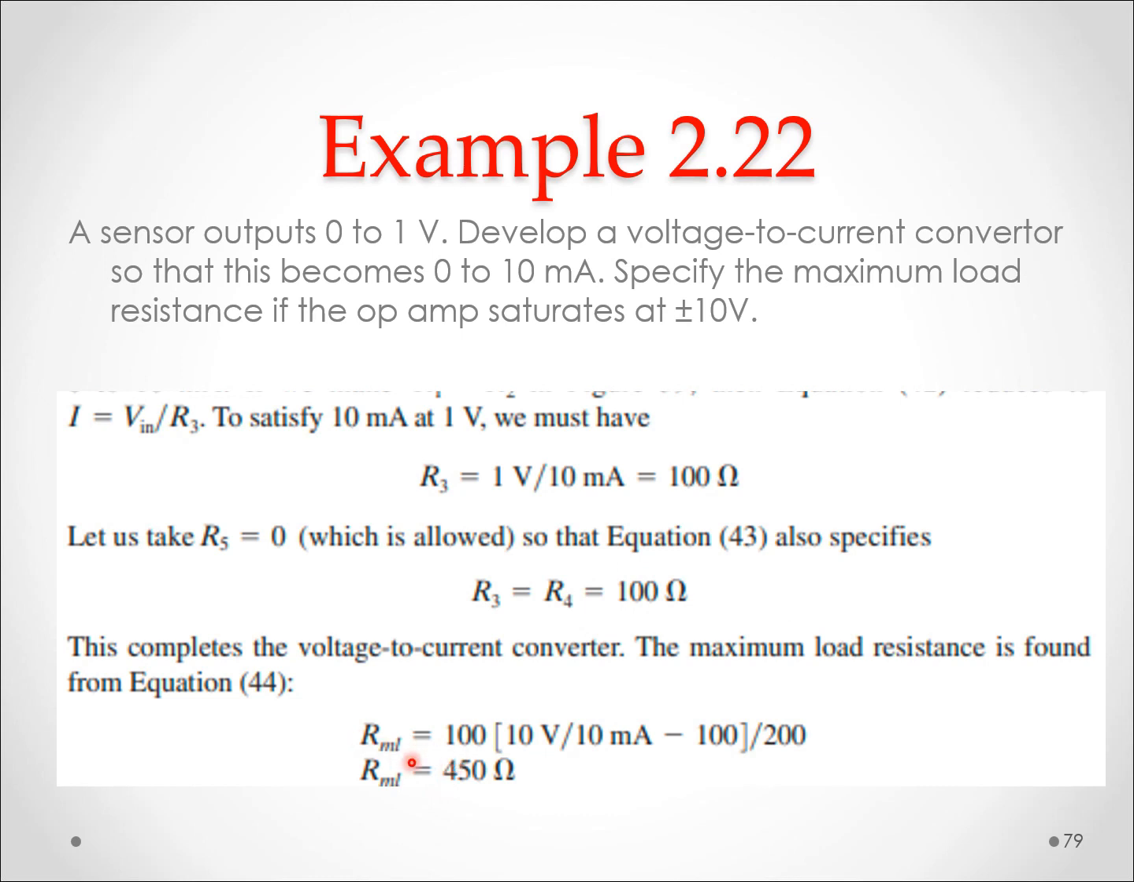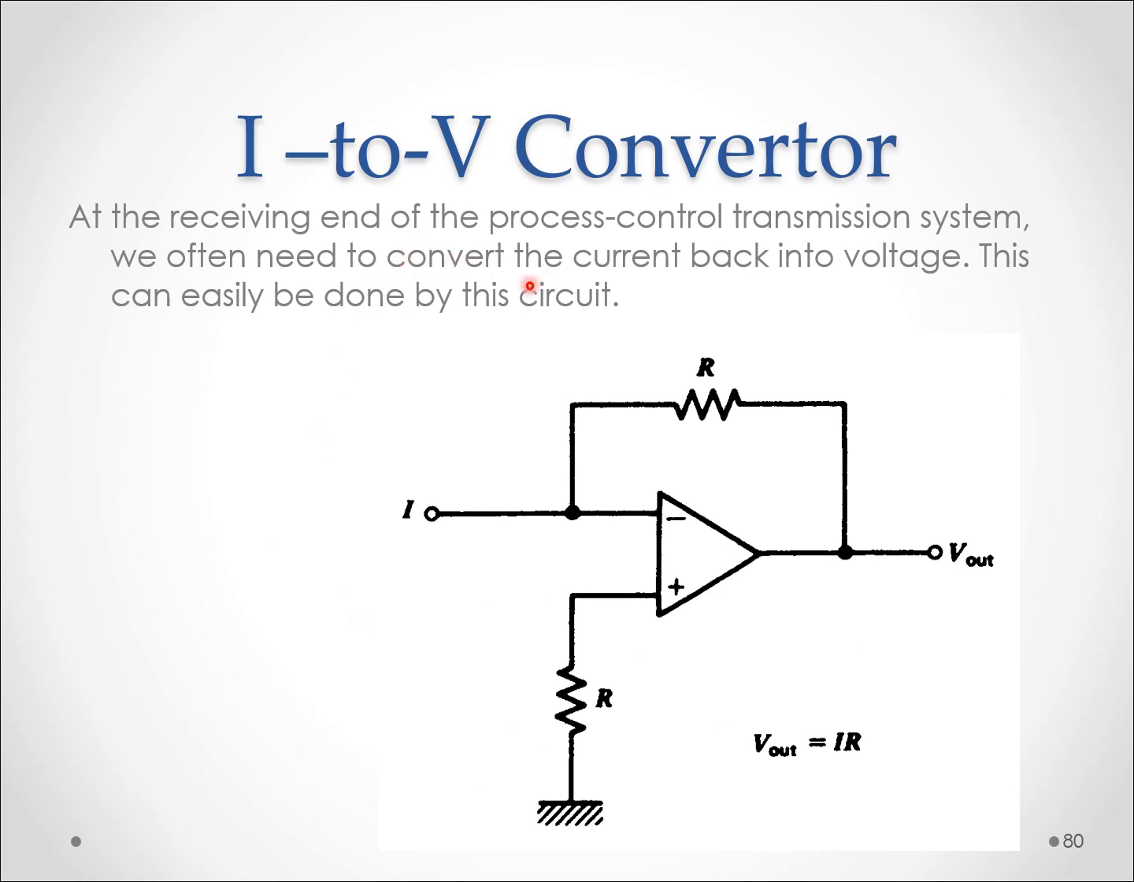As for the I to V converter, or current to voltage converter, it is usually used at the receiving end of the process control transmission system, where we need to convert the current back into voltage. This can be easily done by using this circuit. We have the op amp, the current will be connected to the negative channel, and the output will be connected to the control transmission system. The relationship between Vout and the input is Vout equals I times R.